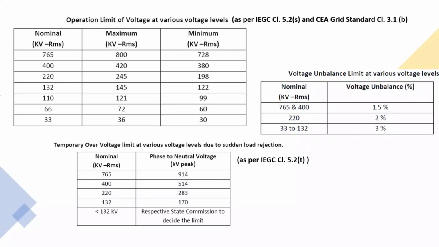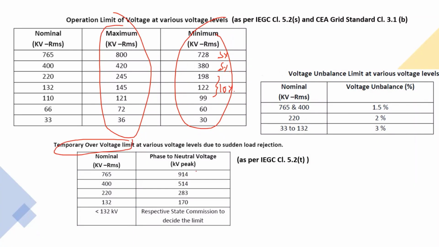These are the voltages I was telling you about. This is 5%, 5%, 10%, nearly 10%. So this is the operational limit, the higher voltage limit and lower voltage limit for the operation side. Then these are the temporary over voltage limits, for when there is sudden load rejection or any such issues.